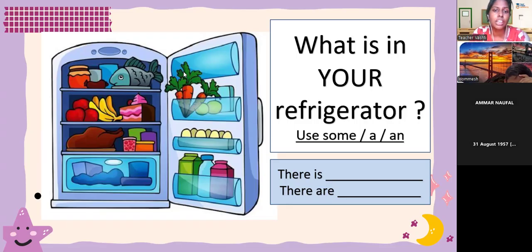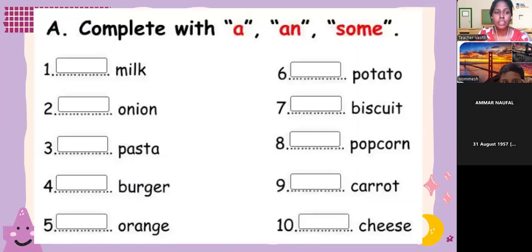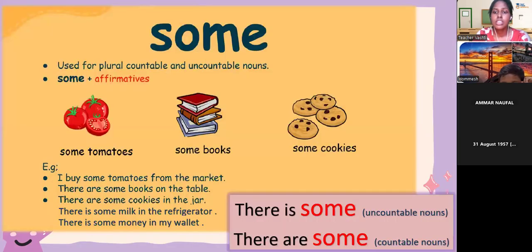Okay, good, Auni Syafia. There are some eggs. There were things you copied earlier, the examples. Look at the examples. Look at what you copied just now. For things that cannot be counted, you use "there is some." If they can be counted, you say "there are some."